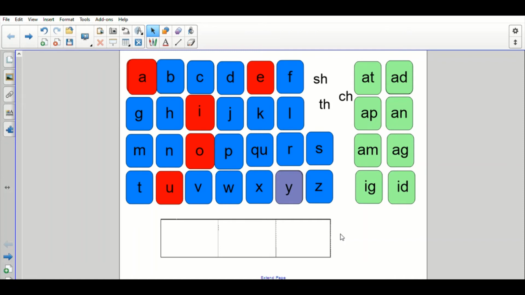Now, my first word that we're going to make is the word ship. Tap out the word ship, and I'm going to do this with you for the first couple, and then later on I'm going to have you tap it out on your own. Ship.